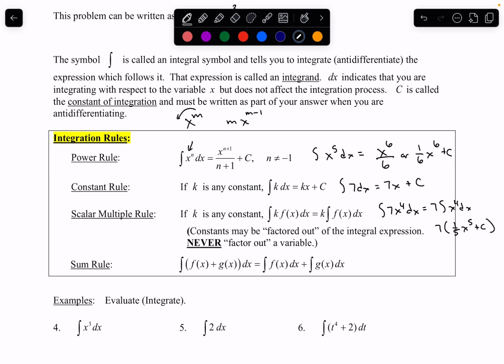The sum rule works just like the sum rule for derivatives. If you have two different functions, then you can integrate them separately. So if I'm taking the integral of 5x plus x squared dx, I can rewrite that as the integral of 5x dx plus the integral of x squared dx. And I can integrate those separately, okay?